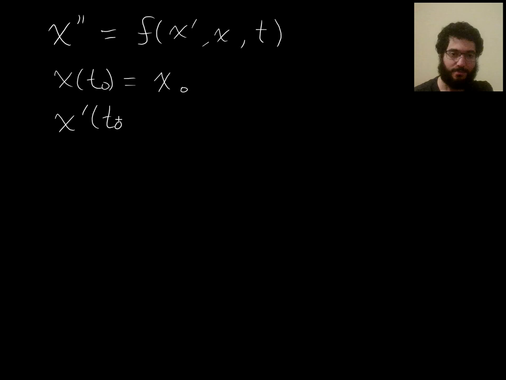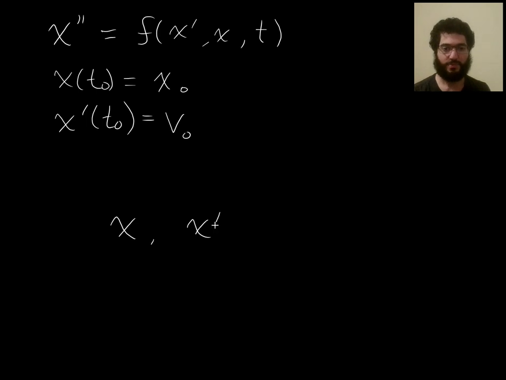So a typical setup for an initial value problem is this. At a certain time t0, you know the state of the system, and you know the first derivative of the state of the system. In fact, often people think of the state of the system as being given by not just the value of x, but the pair consisting of the value of x and the value of x prime.